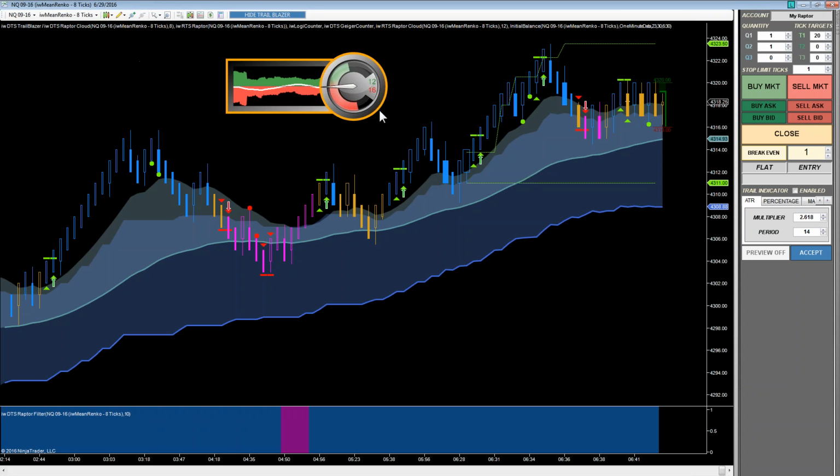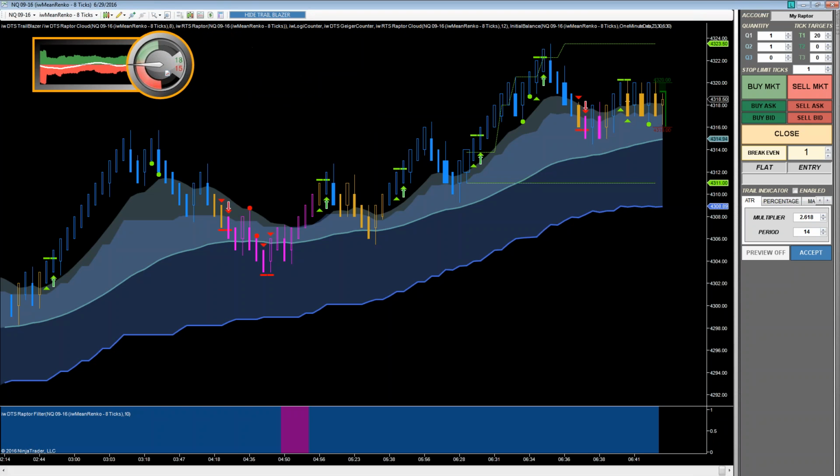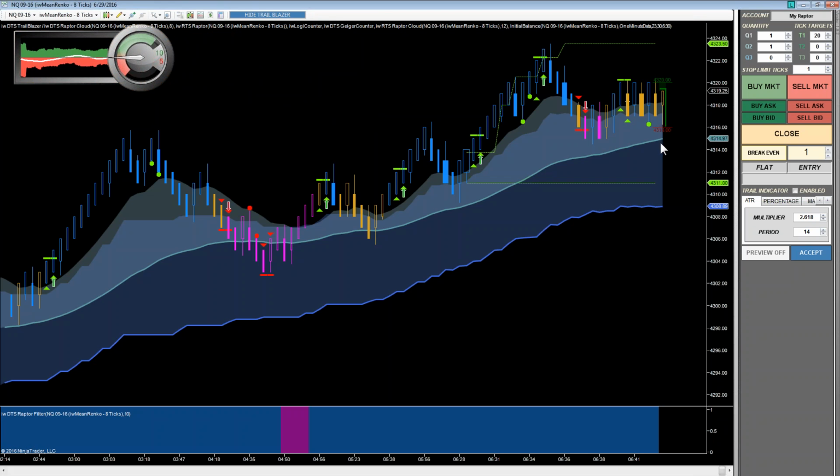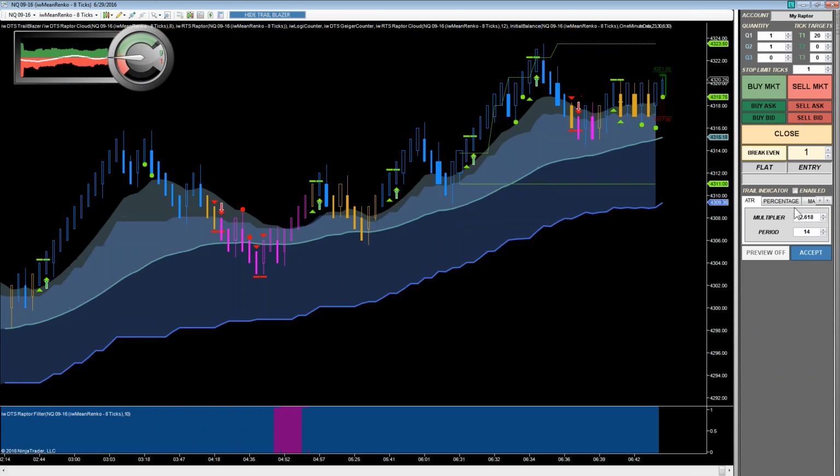Now, I've just been watching the Geiger counter here, and it's been pulling to the short side quite a bit. Well, it's a demo room. I'll demo the signal regardless, whether it's one of our high probability signals or not. If we get a short signal here, that would be one of our high probability signals.